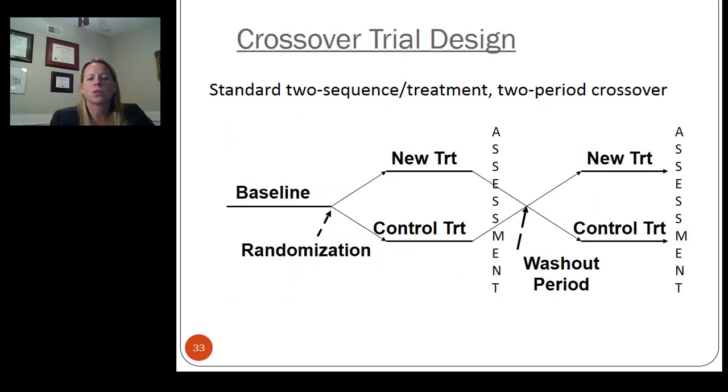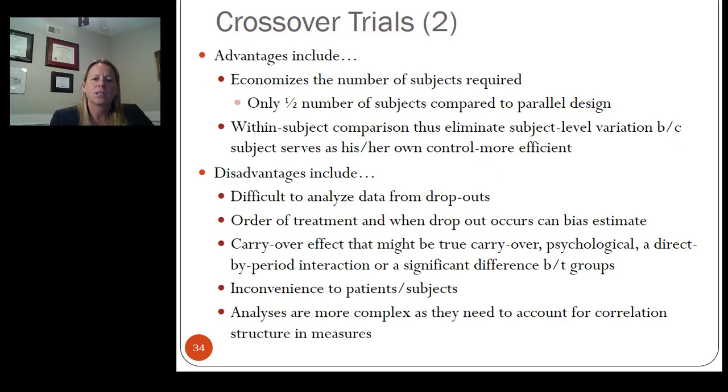The next design is a crossover trial, and this is a standard 2-sequence treatment crossover design shown here. And the key aspect of a crossover trial is that all patients are randomized to one or the other intervention, and then there's a period in which they're assessed, and then they stop treatment, and then they're given the other treatment that they could have been randomized to. And the beauty of these designs is that each patient serves as his or her own control, and so it eliminates intersubject variability.